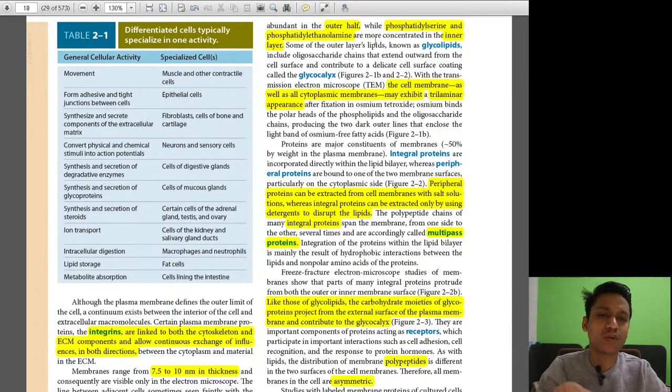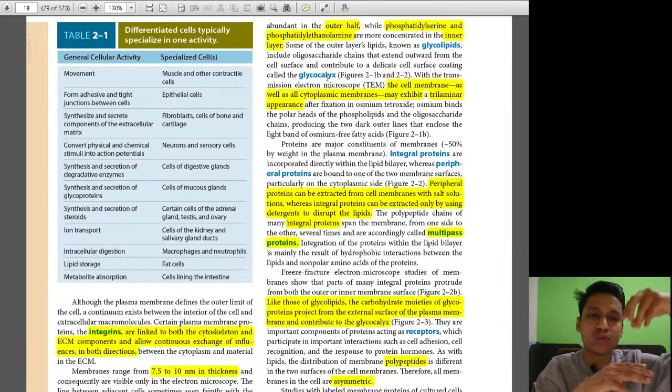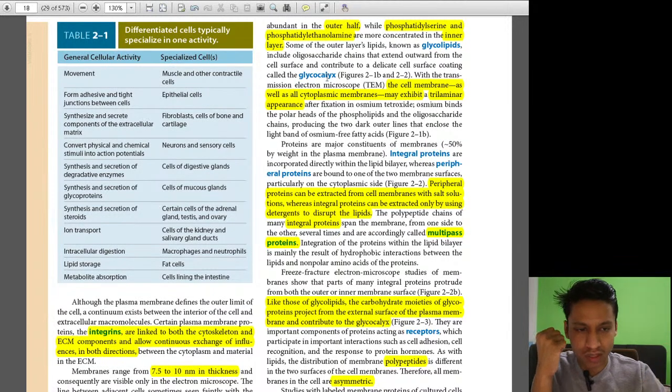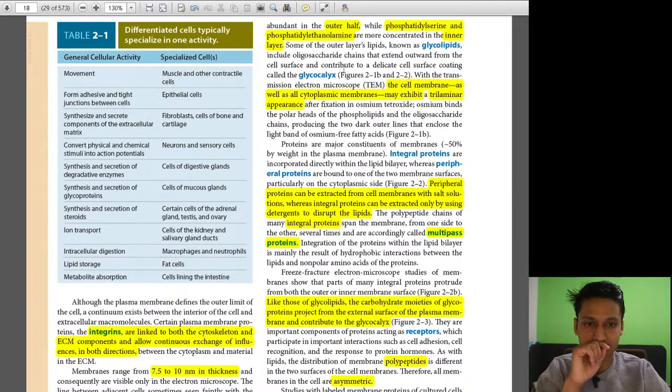Some of the outer layer lipids, known as glycolipids, include oligosaccharide chains that extend outward from the cell surface and contribute to a delicate cell surface coating called the glycocalyx. So these glycolipids just protrude out of the cell membrane, outside of the cell, and collectively they give rise to a kind of coating, which is called the glycocalyx. What is the glycocalyx? It consists of glycolipids.